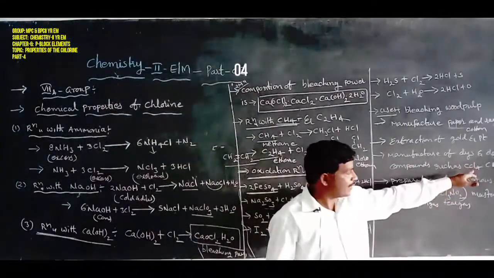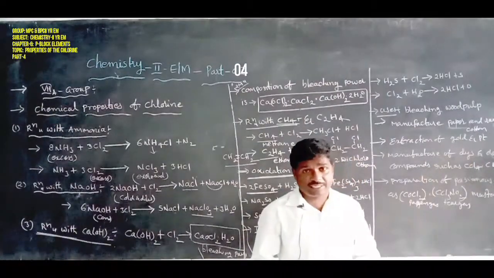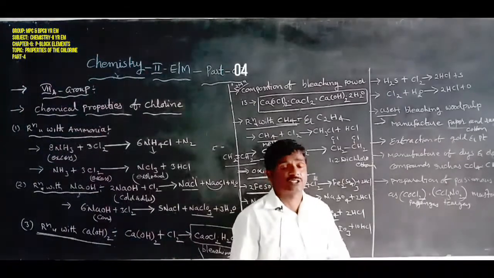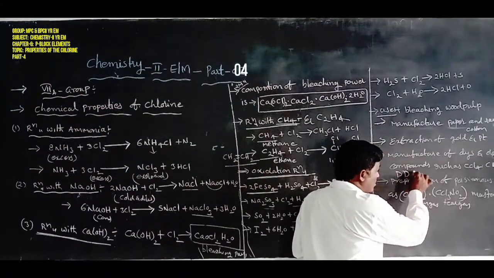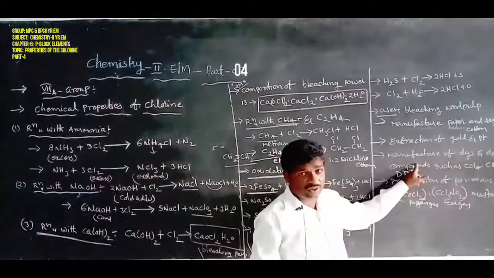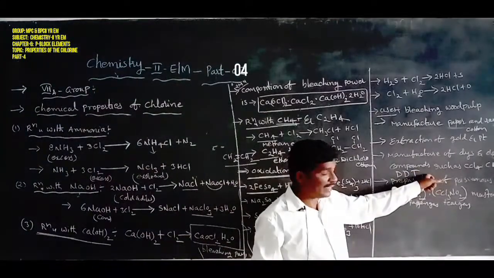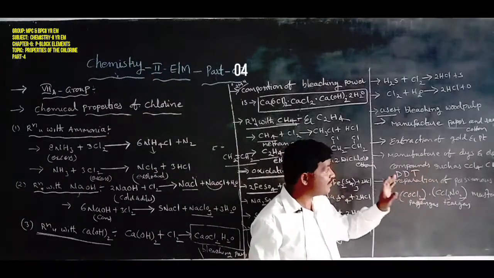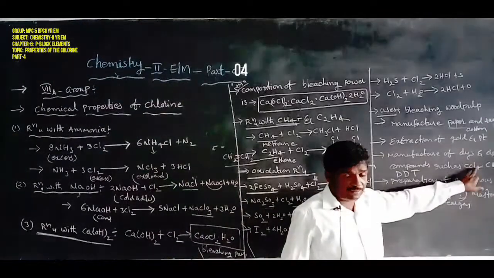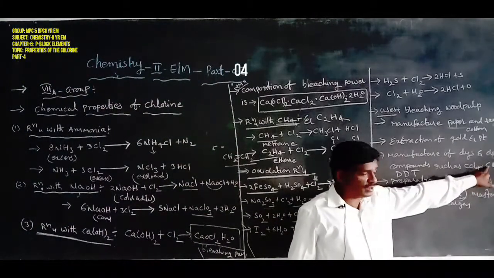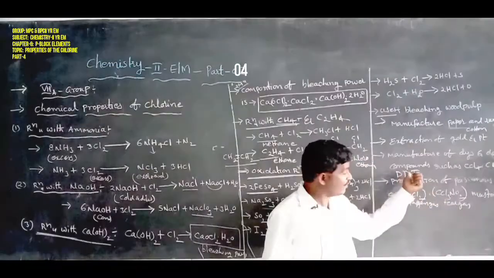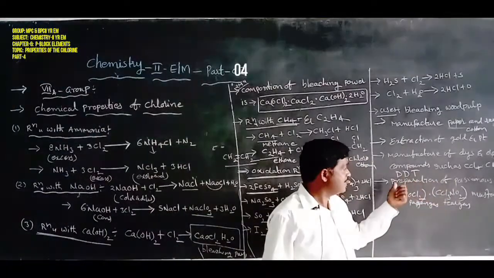such as carbon tetrachloride CCl4, chloroform CHCl3, and dichloro diphenyl trichloroethane, which is also known as DDT. These are organic compounds manufactured using chlorine: carbon tetrachloride CCl4, chloroform CHCl3, and DDT.